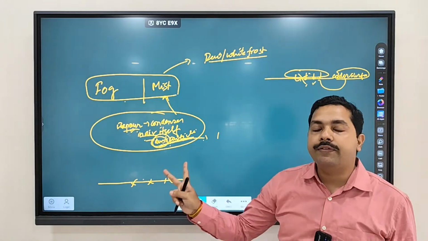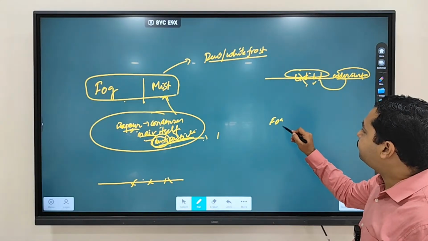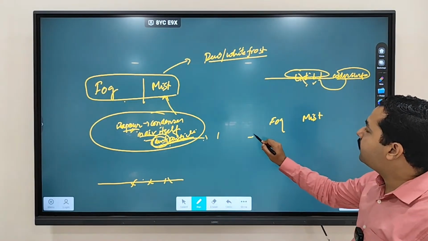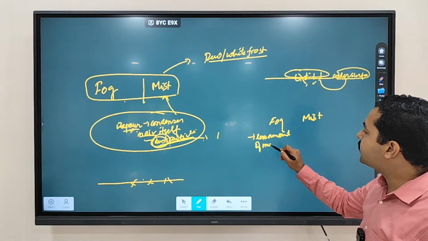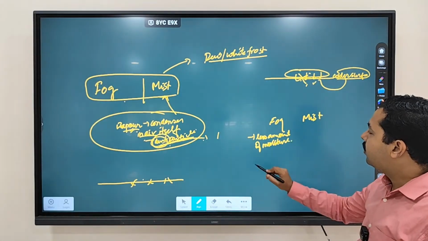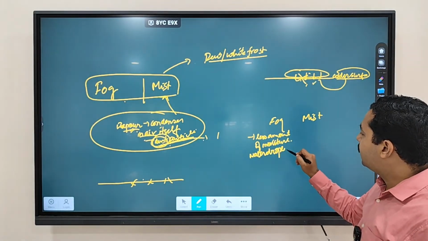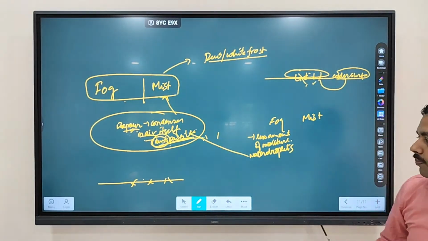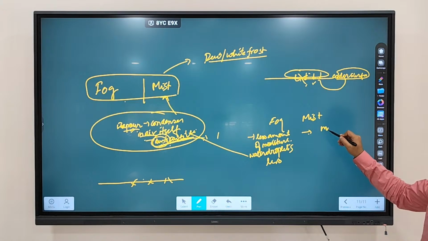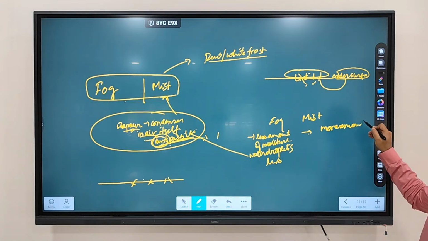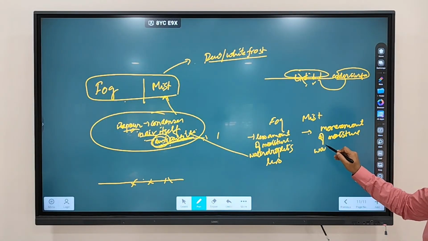Now, there's a slight difference between fog and mist. What is the difference? Fog generally has less amount of moisture, or here you will see water droplets are fewer. After condensation, what you find is that water droplets are fewer. Here in mist, what you're going to find? You're going to find more amount of moisture, and water droplets are more.